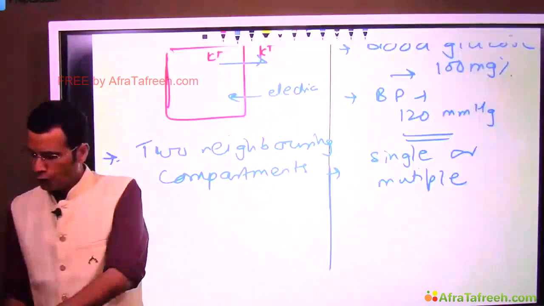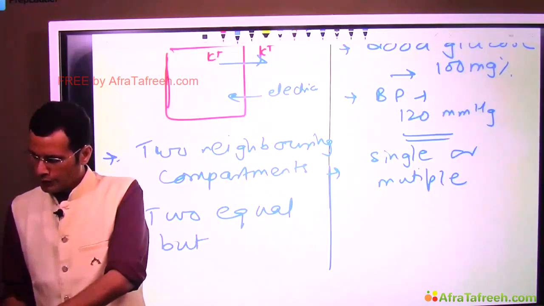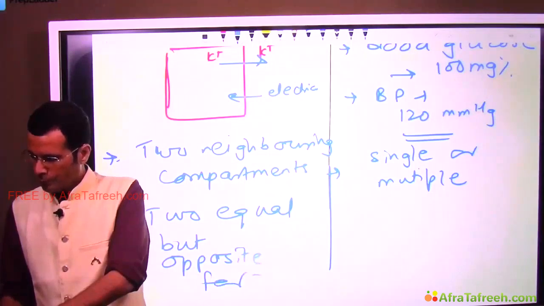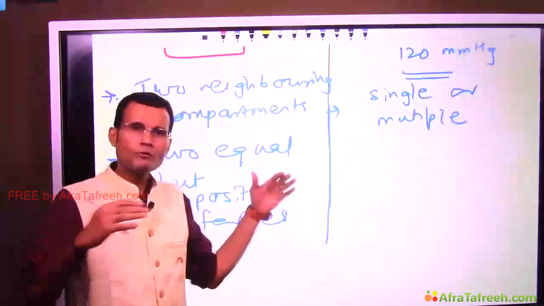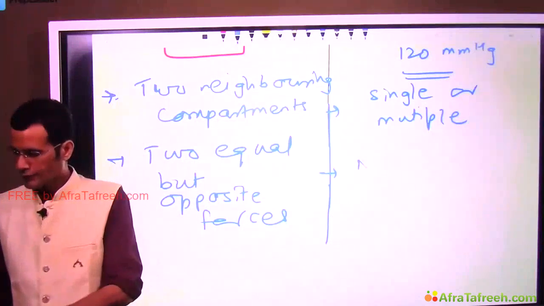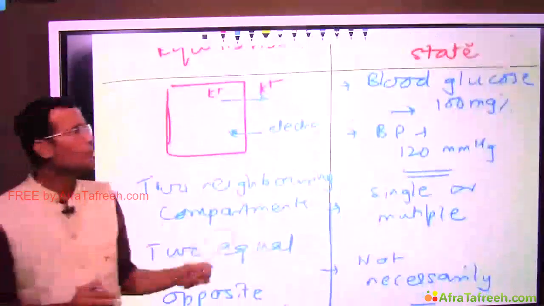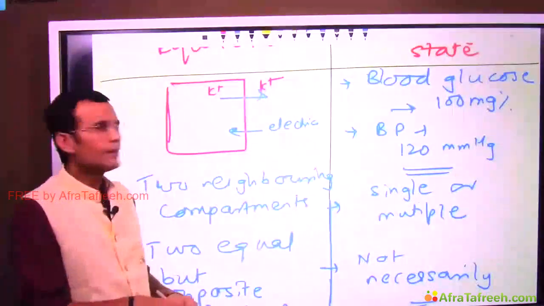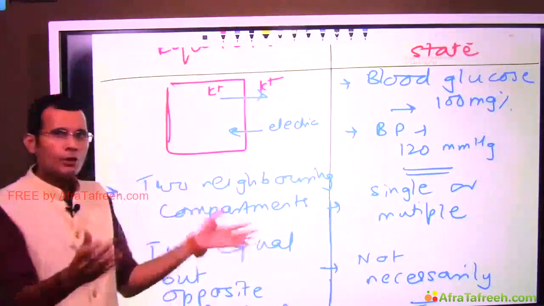Equilibrium also involves two equal but opposite forces which are balanced out. When you say equilibrium, two equal but opposite forces have balanced out. In the case of steady state, not necessarily that's the case. Look, for example, to maintain the blood glucose at 100 milligram percent, there are several forces and they are not necessarily equal and opposite. Okay.